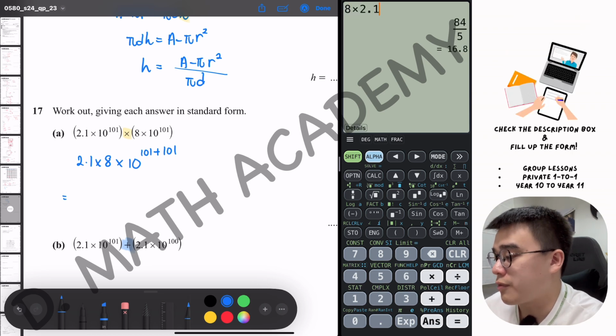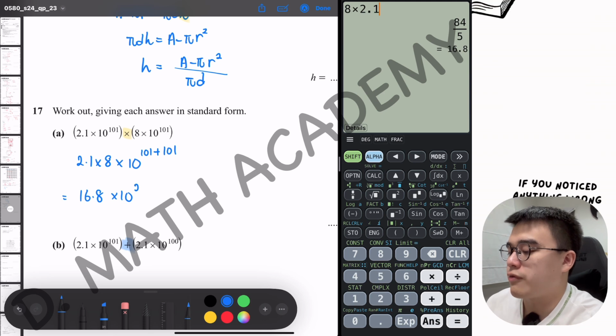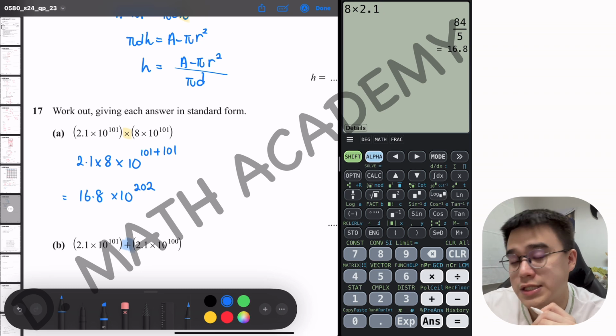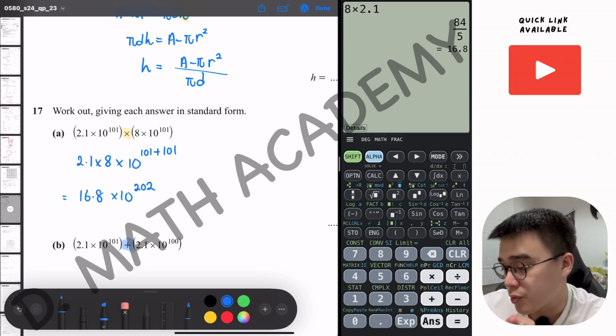So 8 times 2.1 is 16.8 times 10 to the power of 202. A lot of students will just stop here. And congrats, if you stop here, it means you fell for the trap that they set up for you.